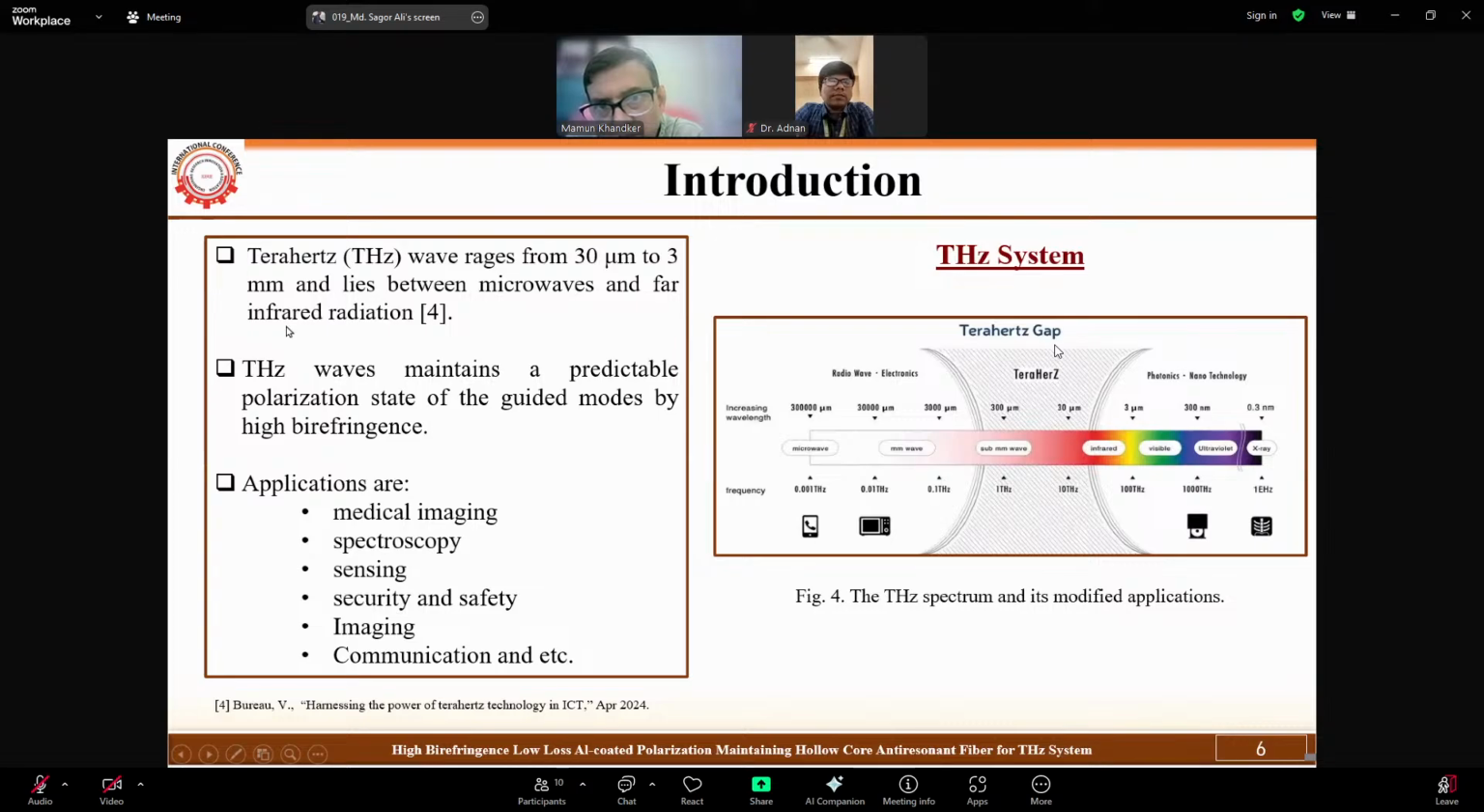Terahertz system. The terahertz wave range is from 30 micrometers to 3 millimeters and lies between the microwave and infrared radiation. Terahertz waves maintain a predictable polarization state of the guided mode by high birefringence. Applications are medical imaging, spectroscopy, safety and security, imaging, communication, etc. This figure shows the terahertz system.